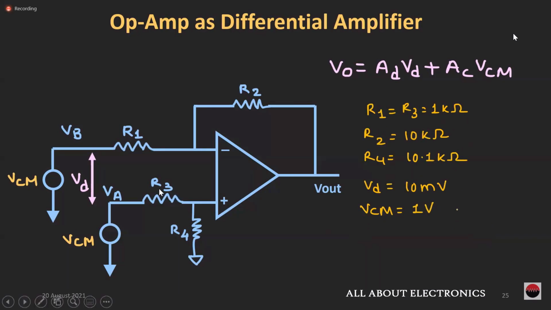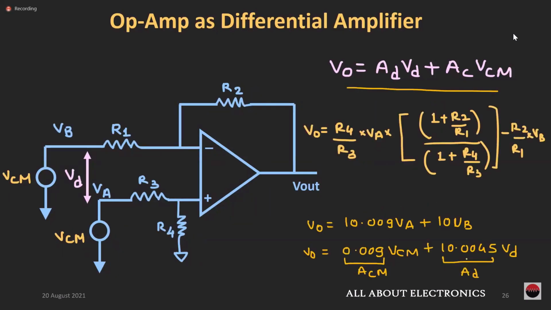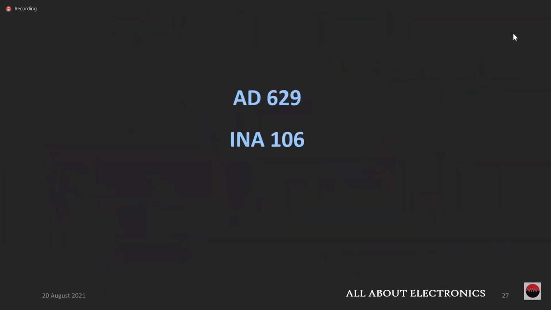Here we have a practical example. If R1, R3 is equal to 1 kilo ohm, R2, R4 is equal to 10 and 10.1, VD is equal to 10 millivolts, calculate the V0. By using this formula, you can calculate. This is a solution.